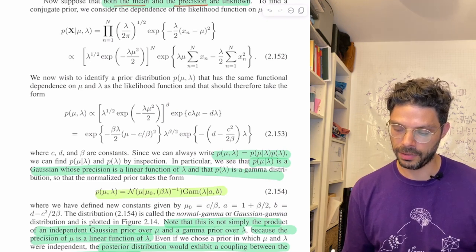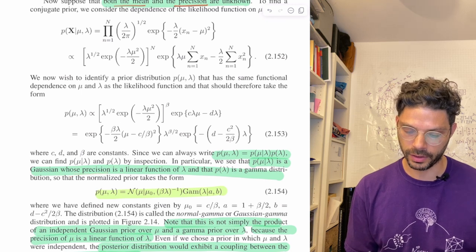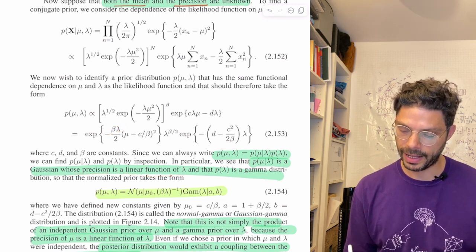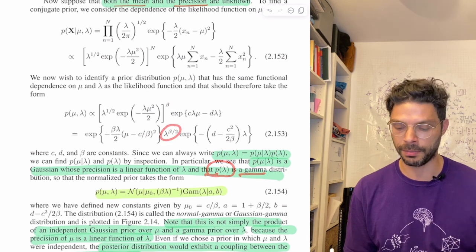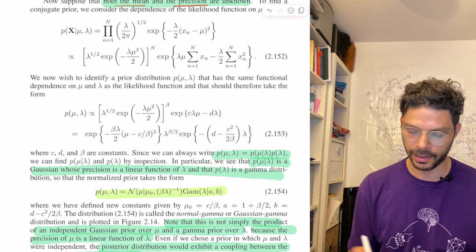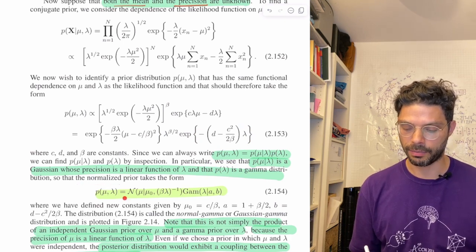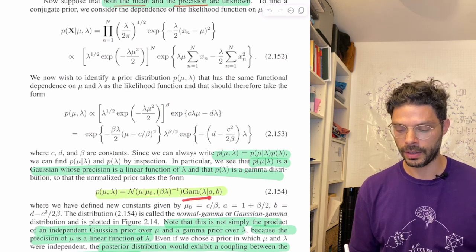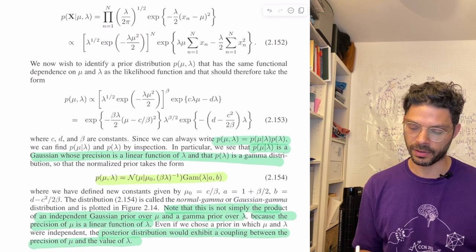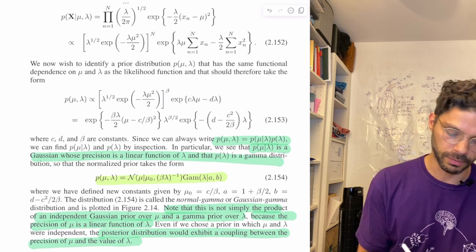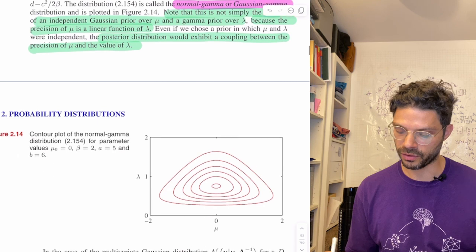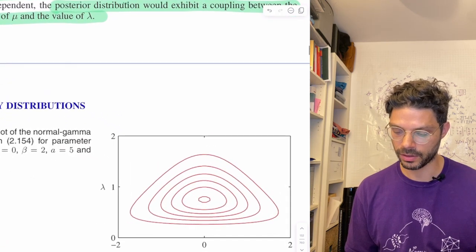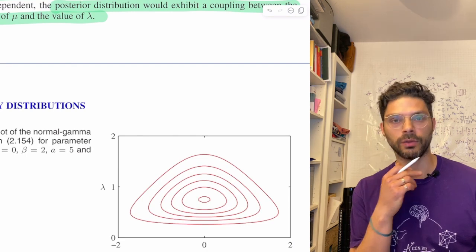Okay, so now we see that p(mu given lambda) is a Gaussian whose precision is a linear function of lambda, so that's going to be beta lambda. And p(lambda) is gamma distributed. So remember, lambda to some power times exponential decay in lambda. So the normalized form is the product of a normal distribution and a gamma distribution, where you've now defined some constants. This distribution is called the normal-gamma or Gaussian-gamma distribution, and is plotted in figure 2.14. That's what it looks like for a particular set of parameters. I can't really give you too much intuition about that.